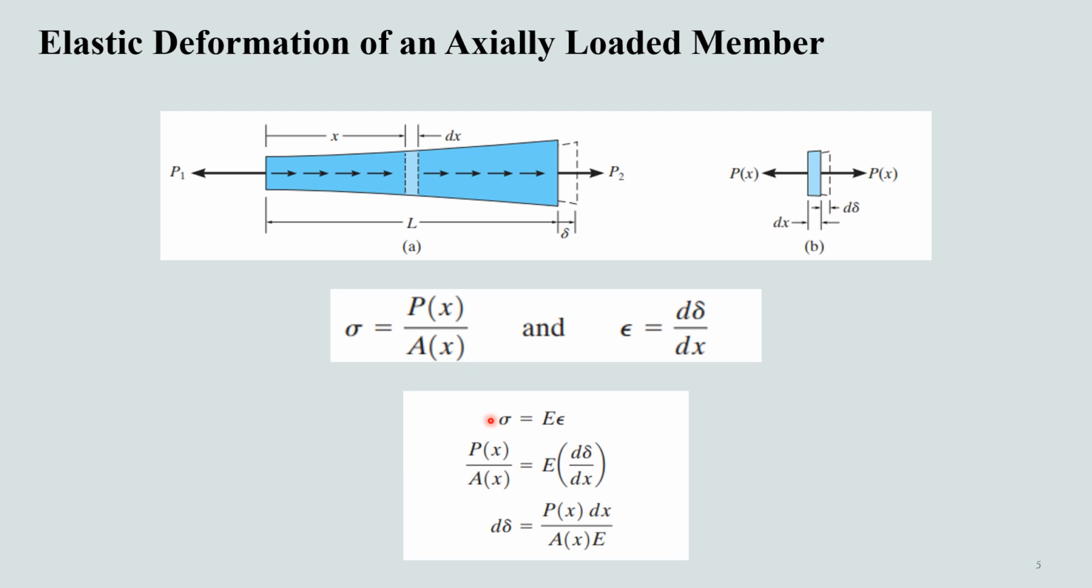Using Hooke's law, stress is directly proportional to strain, with the introduction of this constant of proportionality, the modulus of elasticity. Putting in the values for stress and strain, we come up with this equation for the change in length: d delta equals the internal force divided by the cross-sectional area, times the original length dx, divided by the modulus of elasticity.